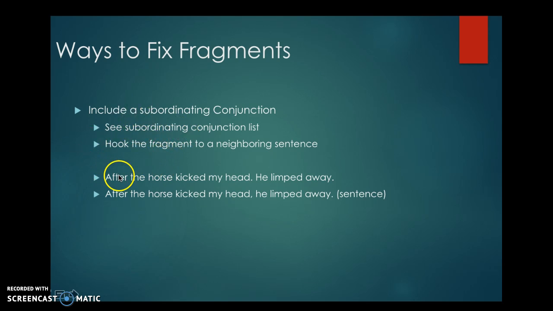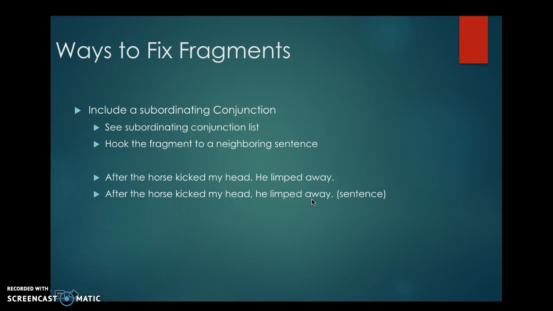And so here's an example. After the horse kicked my head, there's a period there, that makes it a fragment. So this is a subordinating conjunction. After the horse kicked my head, he limped away. Well, I see that I can easily add these two together, hook them together. I've already got my subordinating conjunction here. The rule is, if I use a subordinating conjunction at the beginning of a sentence, I need to include a comma. Where I include that comma is where the sentence would naturally have a pause. So after the horse kicked my head, comma, he limped away.